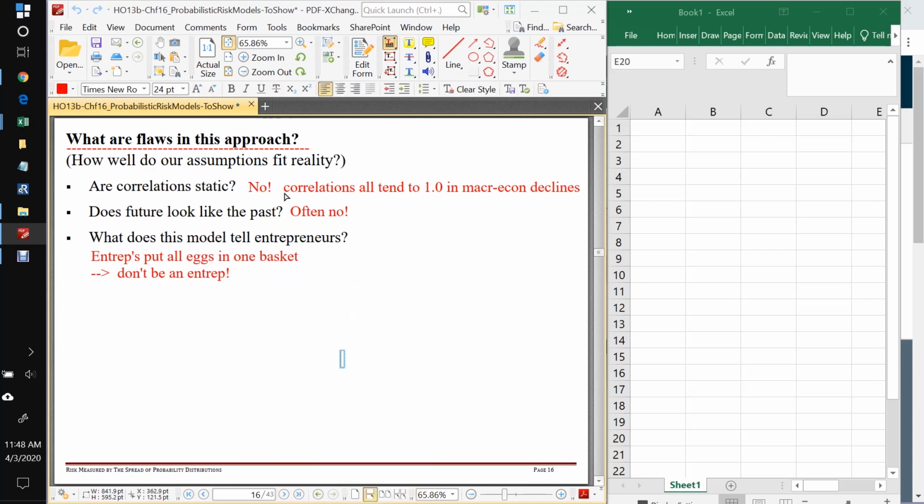So as usual, our modeling approach is not perfect. It's got some assumptions built into it, like correlations are static, the future will look like the past, and if we're smart, we're not going to be an entrepreneur, which all three of those assumptions are not necessarily always correct.